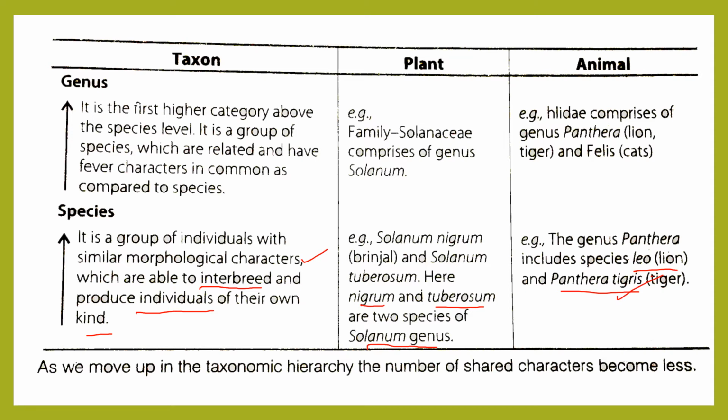Now the next category is genus. It is the first higher category above the species level. It is a group of species which include related characters which are common with respect to the species. For example, in plants, family Solanaceae comprises the genus Solanum. In animals, it is Felidae. It comprises the genus Panthera for lion and tiger, and genus Felis for cat.